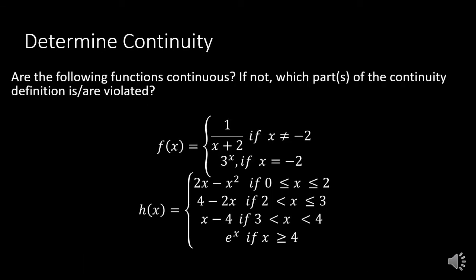So, determining continuity: we want to know, are the following functions continuous? If not, which parts of the continuity definition is or are violated? Looking at the first equation, f of x equals 1 over x plus 2 when x is not equal to -2, and 3 to the -x if x is equal to -2.